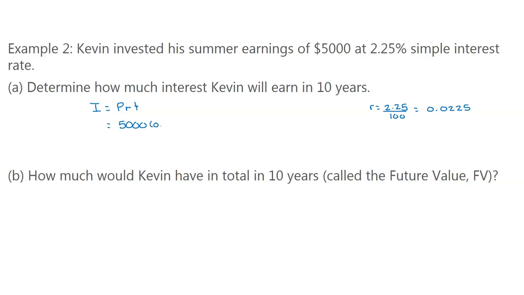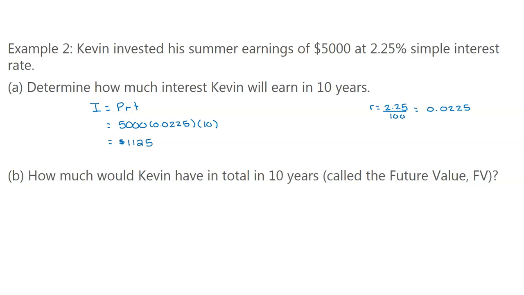So I'll plug 0.0225 into the formula, and now T is 10. So on the calculator, I get $1,125.